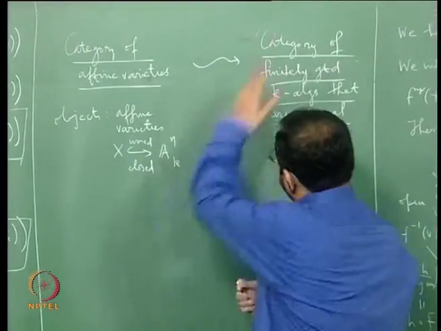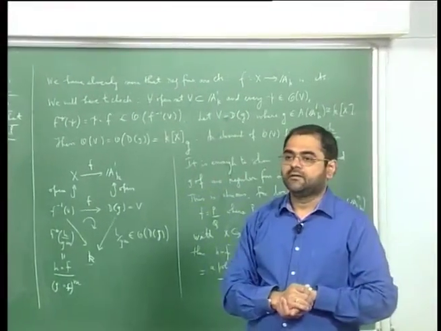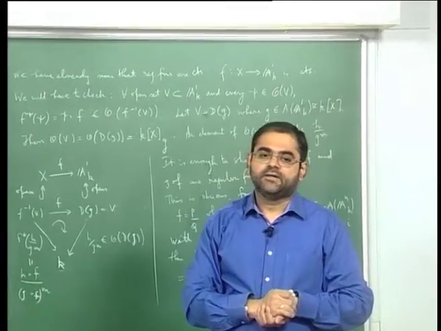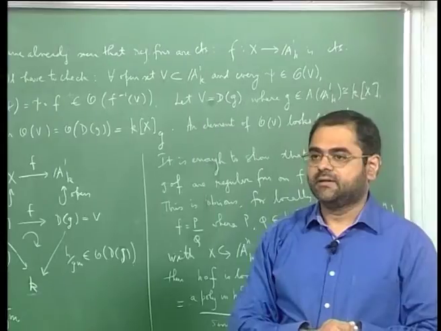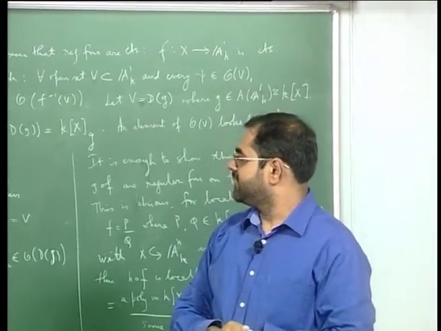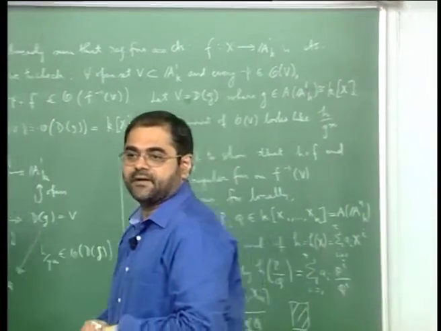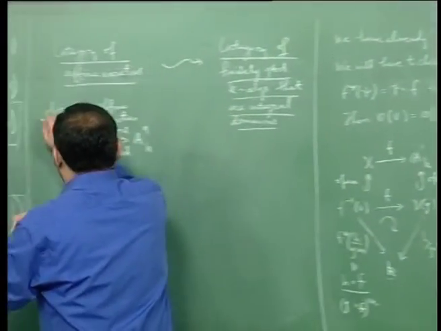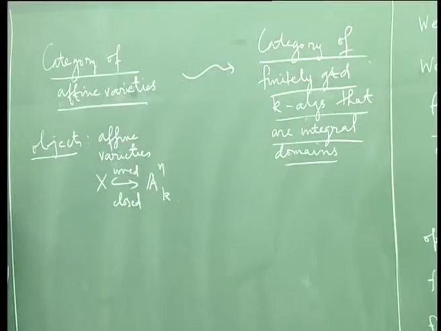Sometimes instead of writing so much, people just say the category of affine coordinate rings, the category of affine rings over K. The affine rings are actually rings of functions on affine varieties. Abstractly they are defined as finitely generated K-algebras that are integral domains, which means you are just taking a polynomial ring in finitely many variables over K and going modulo a prime ideal, so that you get an integral domain.